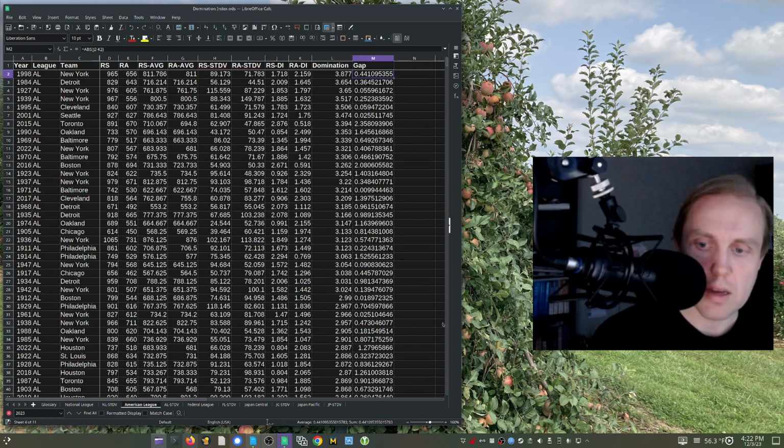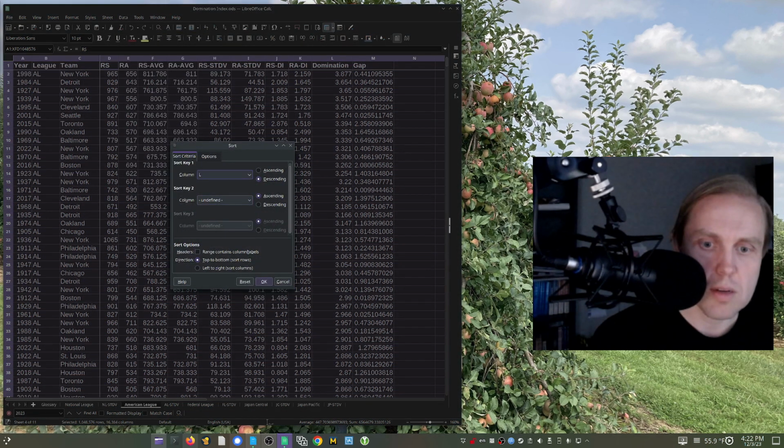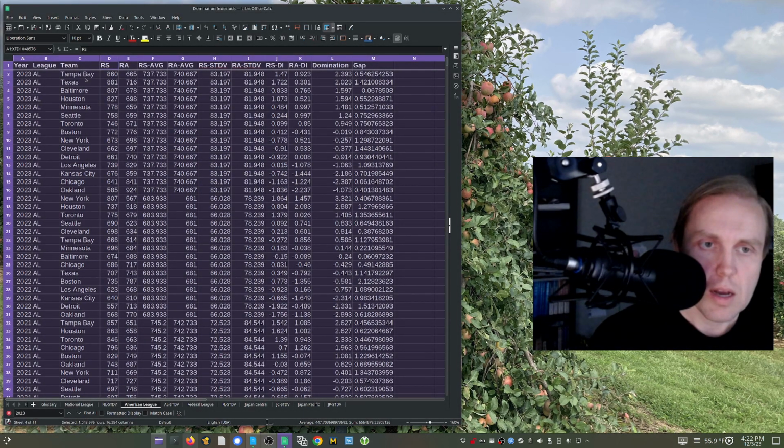So we're going to go back here. We're going to do the same thing that we just did. First thing we're going to do is sort this by year. So we go over here to data, sort, and we're going to have our column labels. We're going to sort this by year, and we're going to make it descending. That's fine. And that means 2023 will be up at the top.